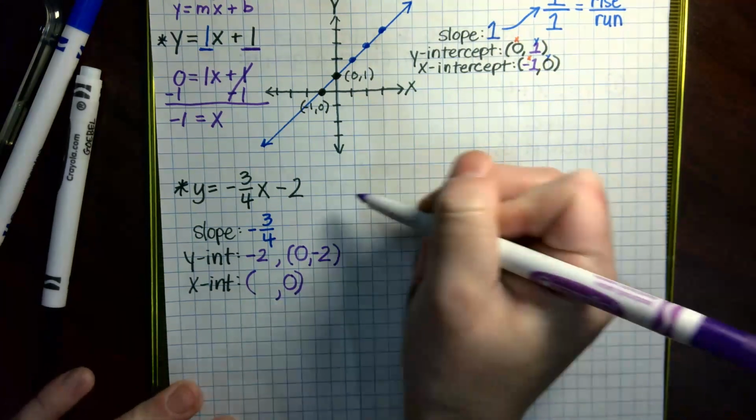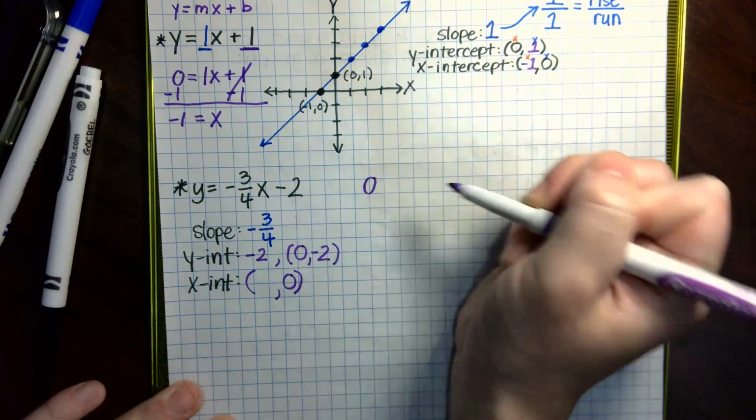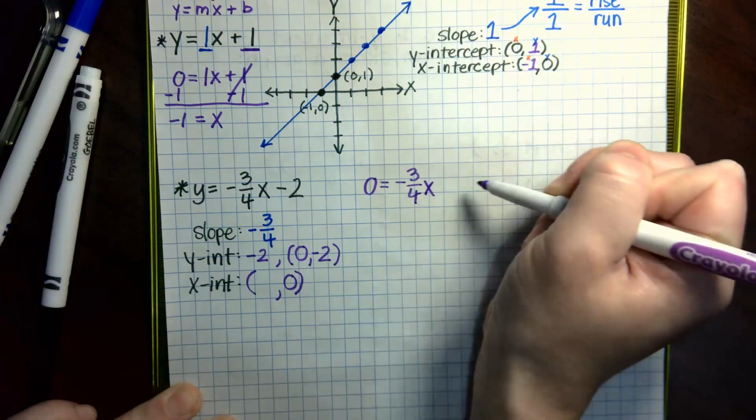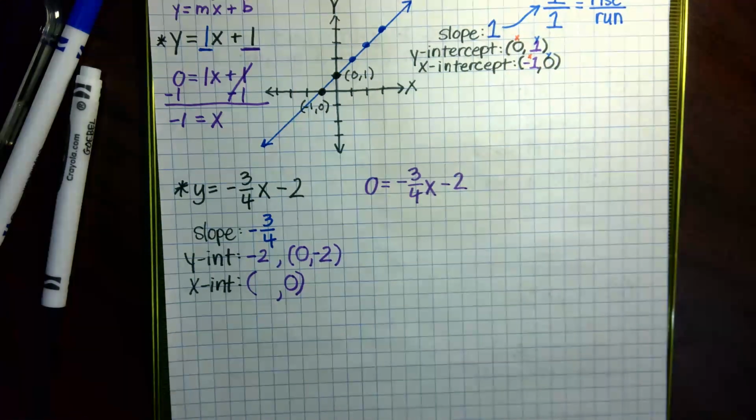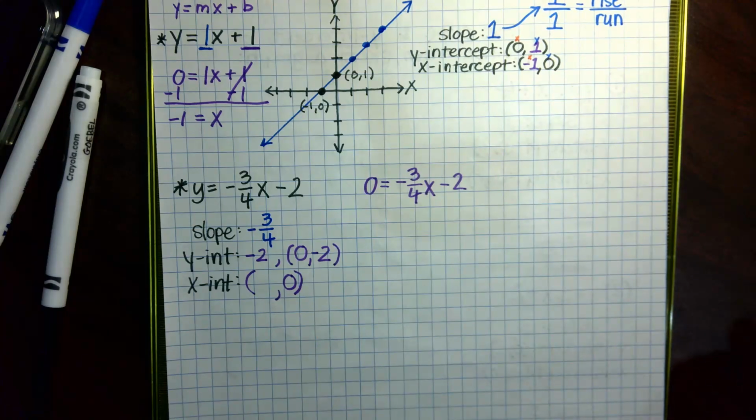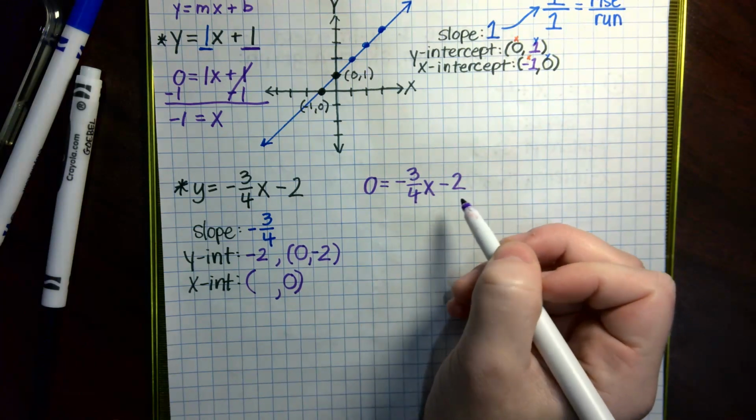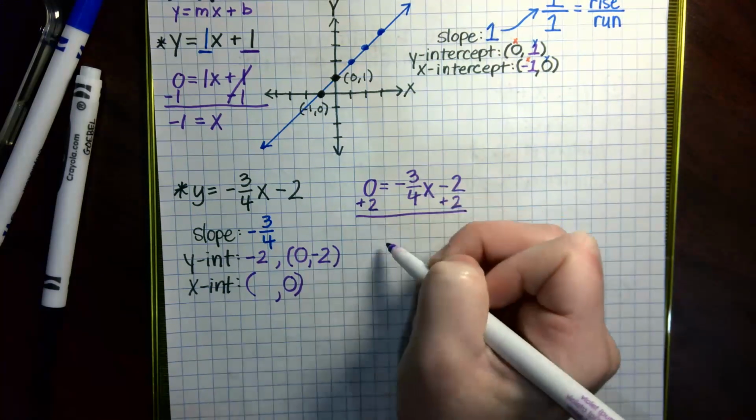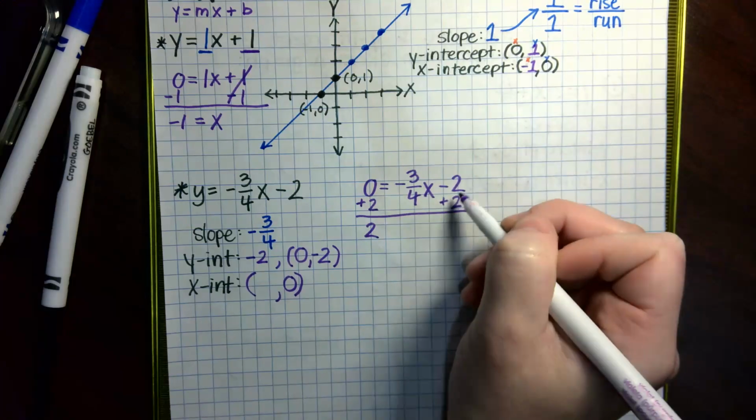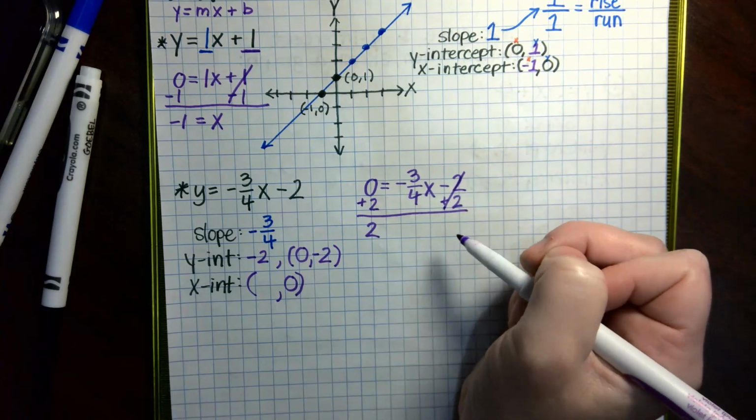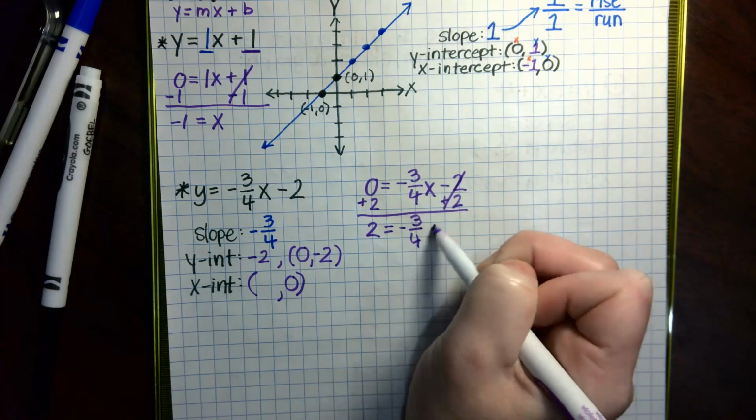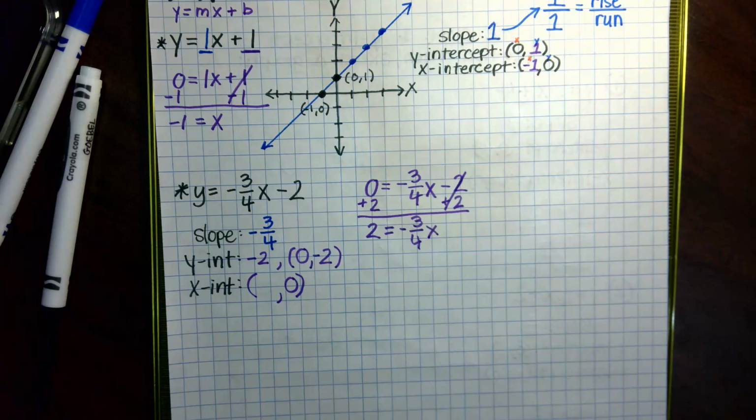Okay, so let's go ahead and solve that. Let's do 0 for y equals -3/4 x minus 2. What is our first step? Add 2, absolutely. We want to use those inverse operations. So we have 0 plus 2 is 2. My 2's cancel. We're going to bring everything down. We've got -3/4 x equals 2. Where do we go from here?